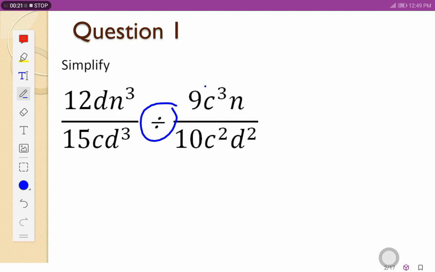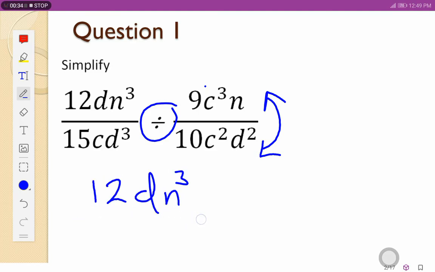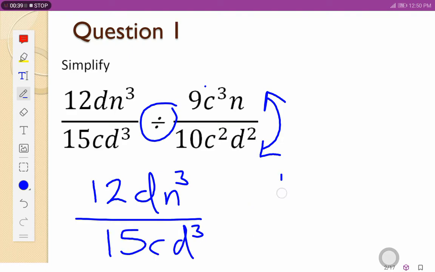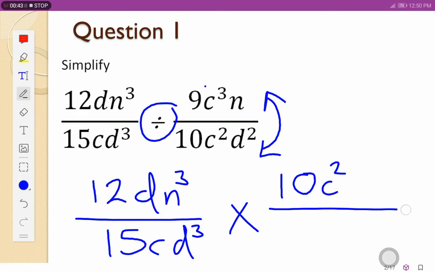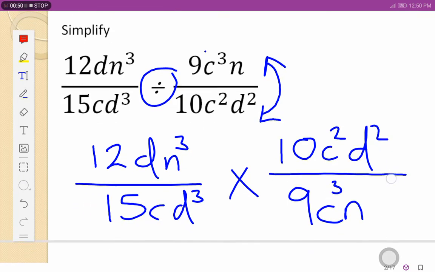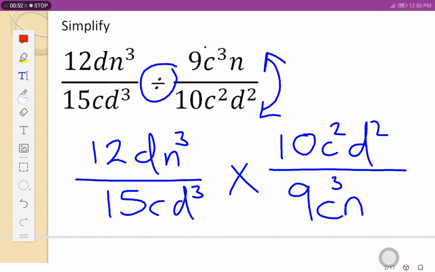When you have a division, we can invert the sign and change. This one becomes there and the denominator goes there and becomes the numerator. So I can rewrite 12dn cubed over 15cd cubed times 10c squared d squared over 9c cubed n, like that. Okay, that's how we do it. Now let's try to simplify it.